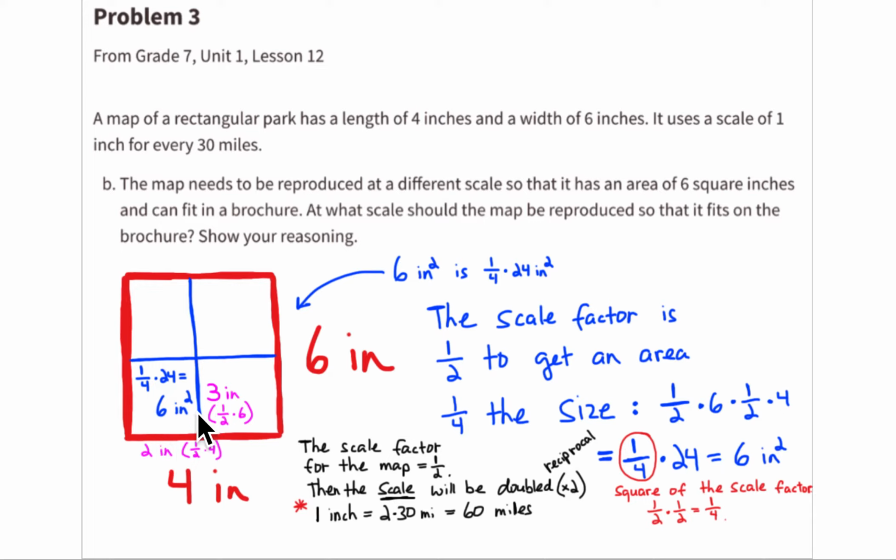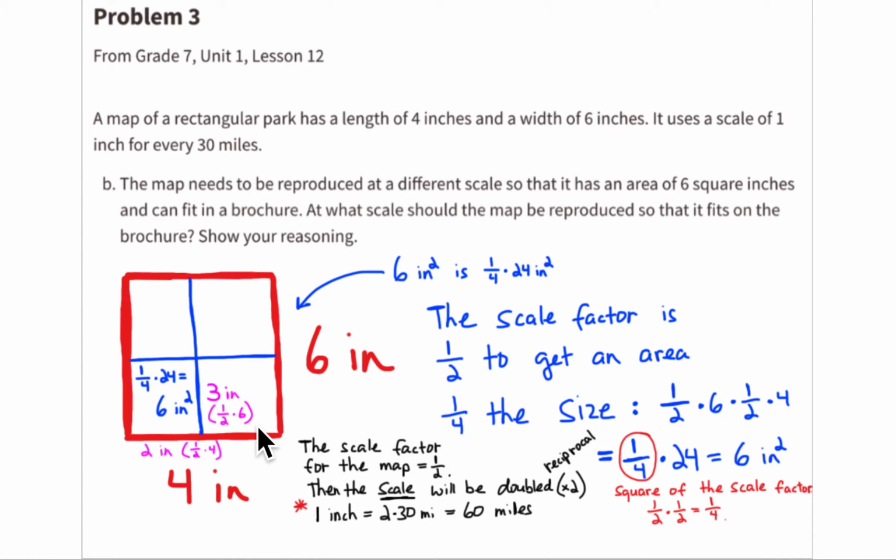Well, 1/4, the length this way is 1/2 of 4. 1/2 of 4 is 2 inches. So this length is 2 inches. The width this way is 1/2 of 6. So 1/2 of 6 is 3 inches. So the dimensions of this 1/4 of the 24 square inches are 2 inches by 3 inches. And 2 times 3 gives you the 6 square inches. But notice the scale factor is 1/2 this way and 1/2 that way. Well, 1/2 times 1/2 is 1/4.